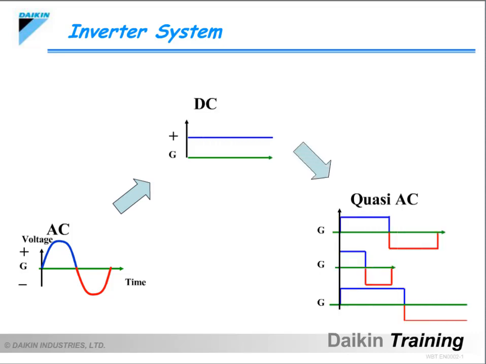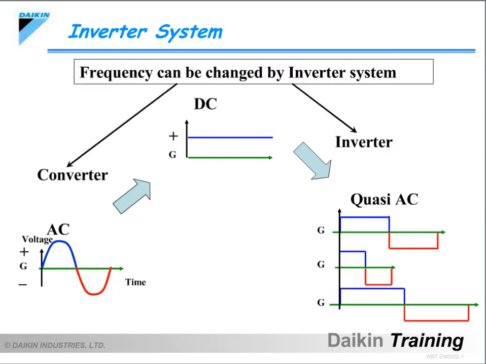With the inverter system, AC sent to the electric circuit is temporarily converted to DC power, which is used to create AC power afterwards. Technically speaking, a circuit that converts alternating current into direct current is called a converter, whereas a circuit that converts direct current into alternating current is referred to as an inverter. And these two are collectively called an inverter system.